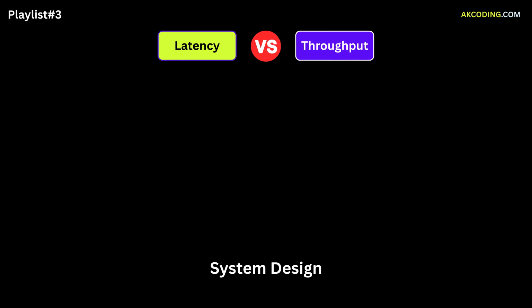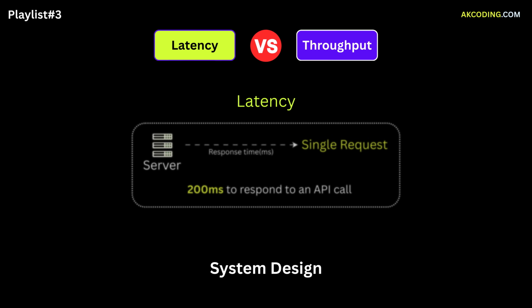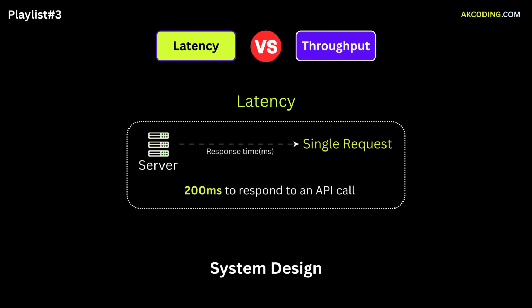First, let's talk about latency. Latency is the time it takes to process a single request. Think of it like the time you spend waiting at a fast food drive-through. From the moment you place the order until you get your burger, that's the latency. In technical terms, if a system takes 200 milliseconds to respond to an API call, that's its latency. Low latency means faster response time and better user experience.